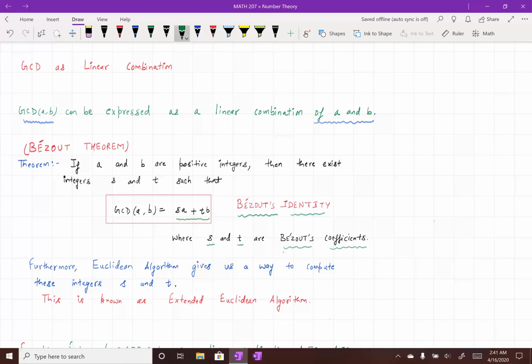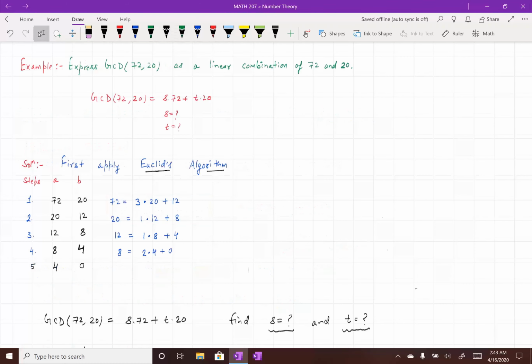So we can use the Euclidean algorithm to compute these coefficients s and t, and this is basically your extended Euclidean algorithm, when you are trying to represent the GCD of positive integers A and B as a linear combination of those two integers. Let us look at one example, and through it we are going to learn how to apply the extended Euclidean algorithm, where we want to express the GCD of 72 and 20 as a linear combination of those two integers.